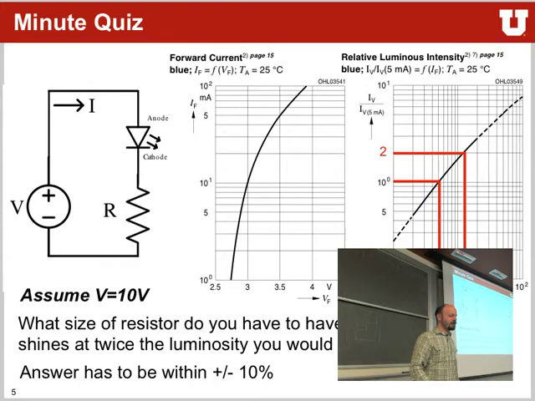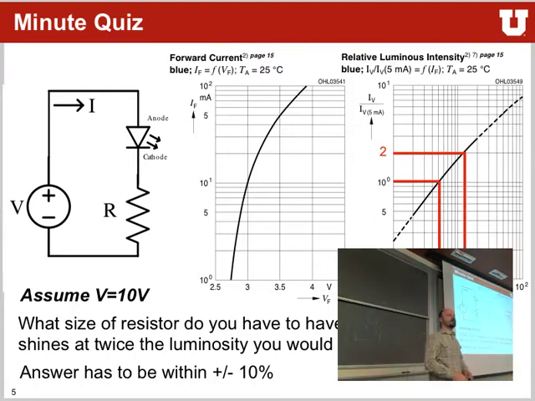I'm sorry, it's a logarithmic scale. This is not 5, it's 50. Up here, it's 100 milliamps. So what would we get? It's like 3, so this is 20, 15 would be here, about 3.1, 3.2-ish, something like that.